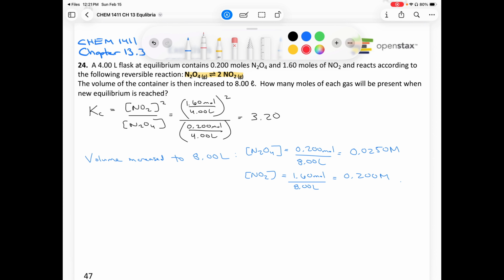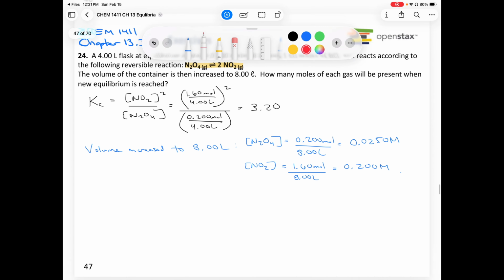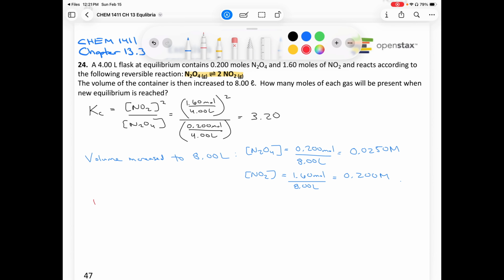And so if we take a look at our equilibrium, it's going to look like this, where we have our N2O4 in equilibrium with our 2 moles of NO2. And now we've changed things up. We've changed the concentration of our N2O4 to 0.0250 molar. And we've changed the concentration of the NO2 when we increase the size of the flask to 0.2 moles per liter. And so our question is, which direction is the equilibrium going to shift?